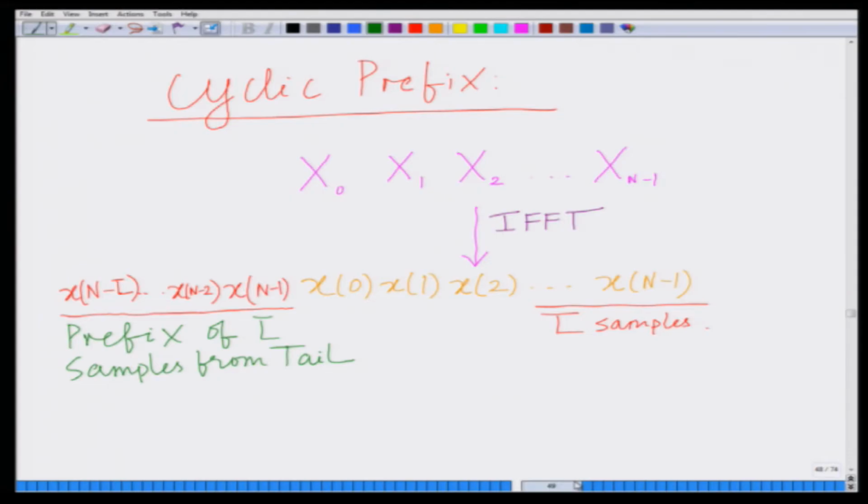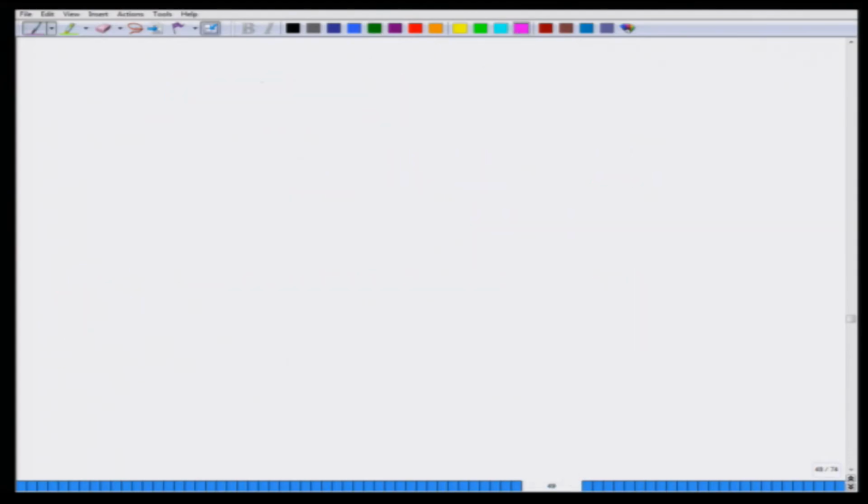So, now what do I have? I have the OFDM samples with the cyclic prefix. So, I have the samples x0, x1 up to x of n minus 1, to which I have added the cyclic prefix x of n minus 1 up to x of n minus L bar, this is my prefix.